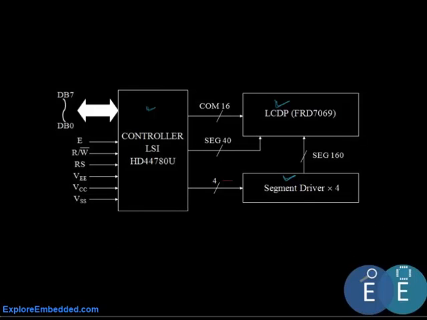Now what we have as an interface is the data lines DB0 to DB7. So basically there are 8 data lines, and this is power and contrast, and there are 3 control lines. So this is enable, register select, and read write. Let us look a little more into this particular controller.